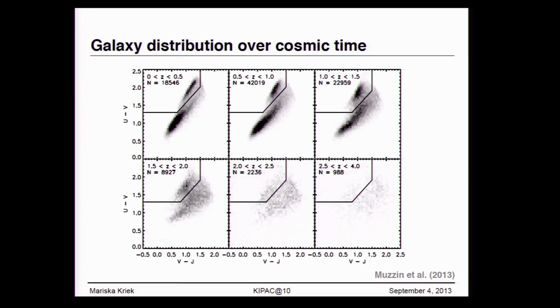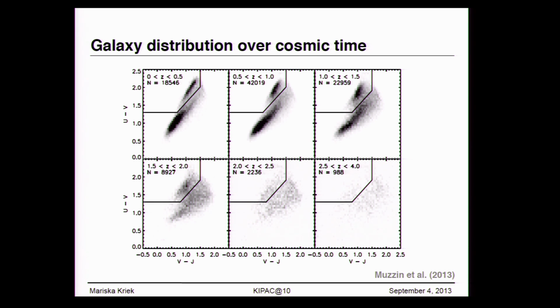So this is a very powerful trick to really split the galaxy distribution into the star forming and the quiescent population. So you see that out to a redshift of about 2.5, you find galaxies in both boxes, and maybe even higher, you already find quiescent systems.